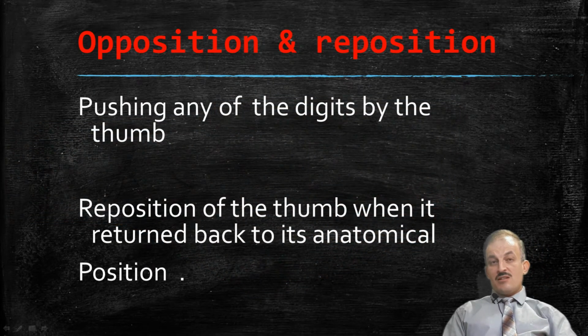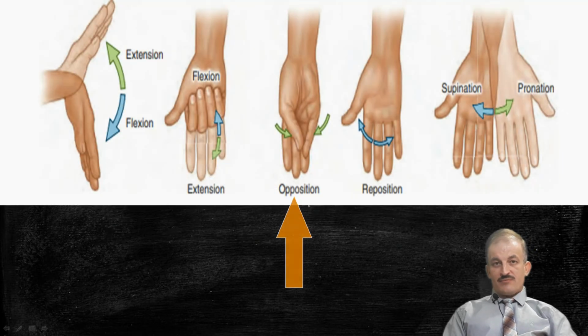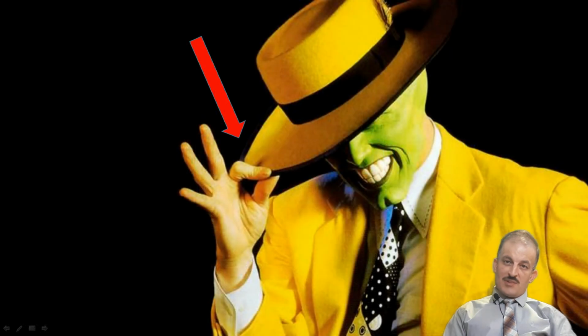Another movements special or unique to the thumb are called opposition and reposition. Opposition happens when the thumb opposes another digit, by pushing any of the digits with the thumb. Reposition is when the thumb returns back to its anatomical position. Look at the red arrow. He is catching his hat.